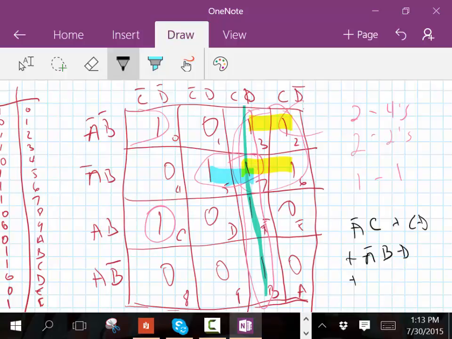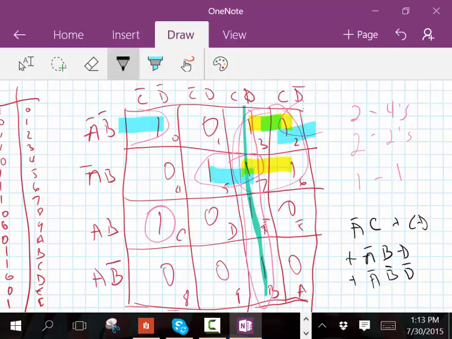Now we got to do the next group of 2. Our next group of 2, let's see if we can find a color, and we'll use blue again. This group of 2 right there. In that particular case, D is changing, right? This term here is A naught, B naught, C naught, D naught. This term here is A naught, B naught, C, D naught. So C changes. So C drops out. So it's going to be A naught, B naught, D naught, right? Is that okay? So then there's our 2.